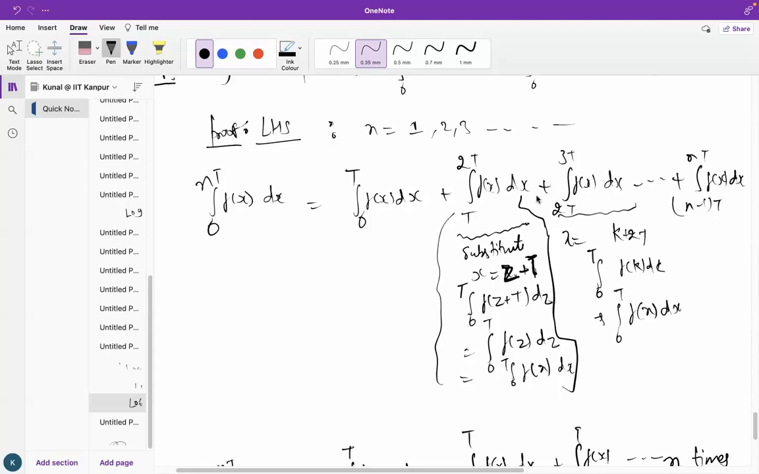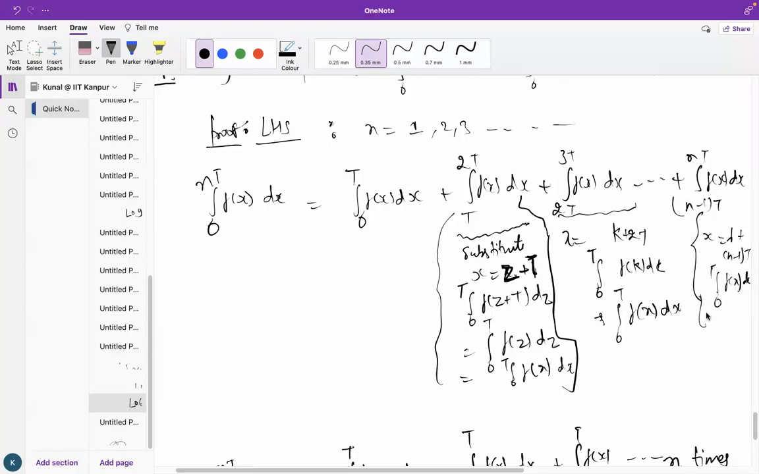Then we substitute x. For the T to 2T term, we substitute x as z plus T. From 2T to 3T, we substitute x as z plus 2T. Following the same pattern, for the last term we substitute x as z plus (n minus 1)T. So we get the same result, the integral of f(x) dx from 0 to T.